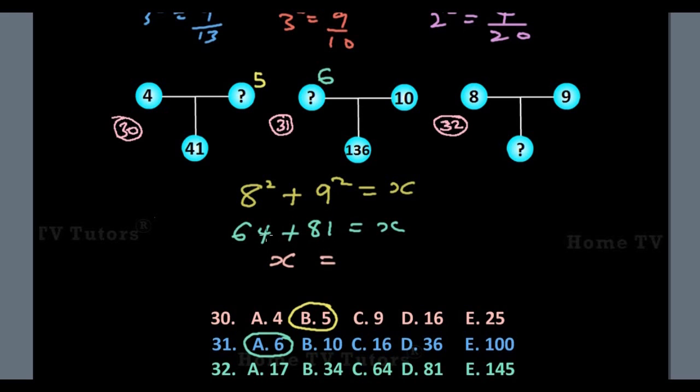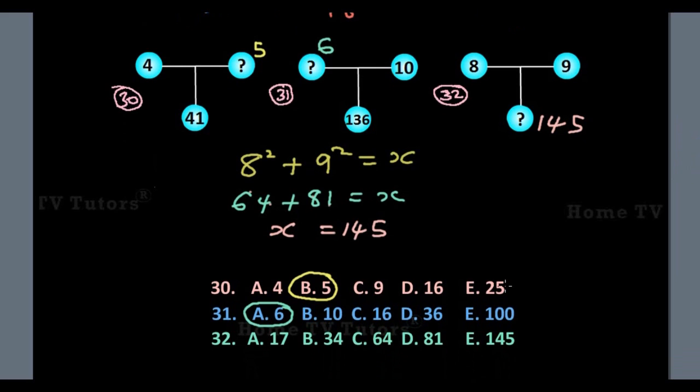So 4 plus 1 gives us 5. 6 plus 8 gives us 14. So the unknown number is 145. So the answer option E is the right answer.